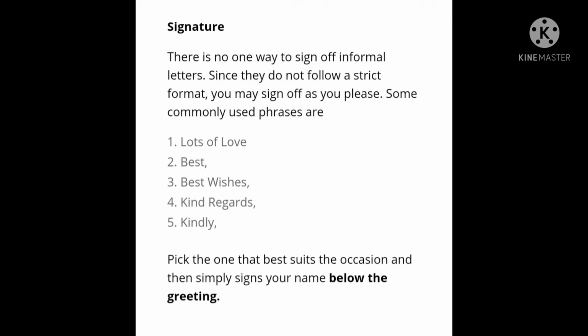Once you finish writing your letter, now comes the last portion where you have to put your signature. There is no one way to sign off informal letters. Since they do not follow a strict format, you may sign off as you please. Some commonly used phrases are lots of love, best wishes, kind regards, kindly, yours faithfully, yours sincerely, yours lovingly. Pick the one that best suits the occasion and then simply sign your name below. Now remember, your signature should be your first name. Only your first name, not the complete name.